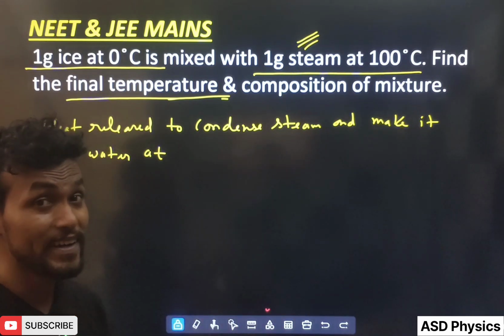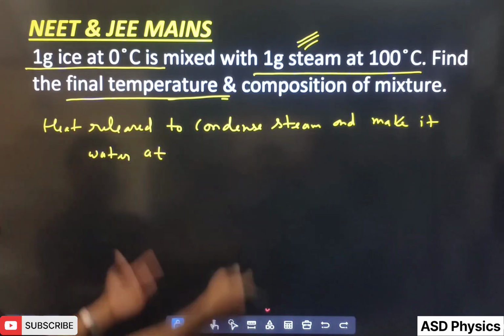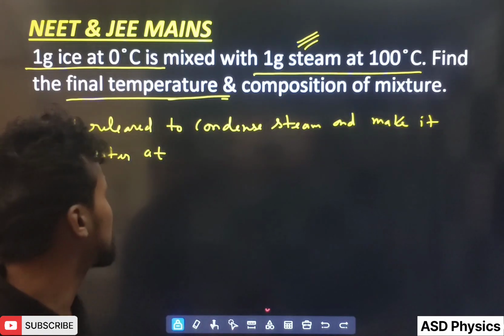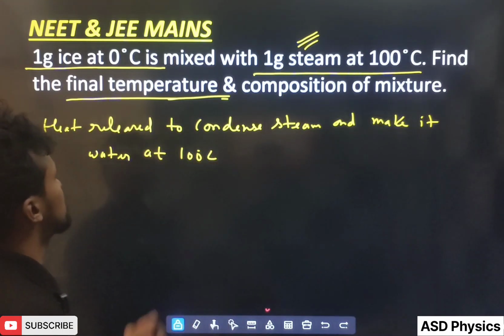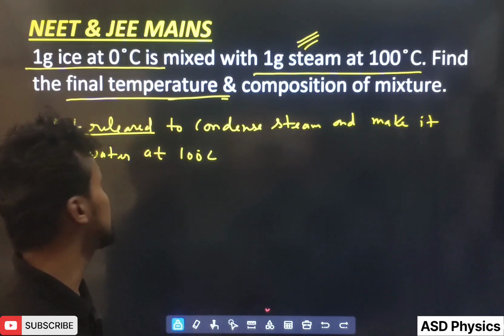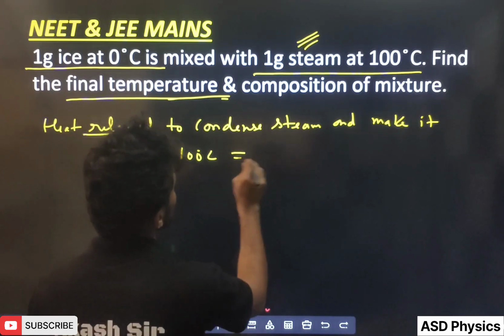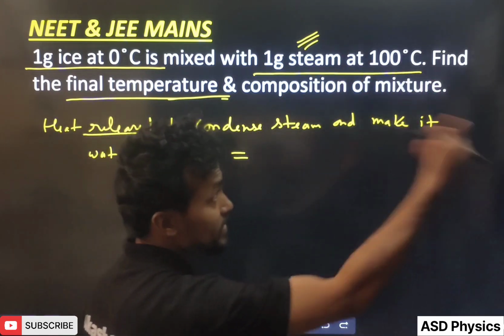That one we will understand with experience only. It used to come here. Okay, but here let's take 100 degrees Celsius. Heat released to condense steam and make it water at 100 degrees Celsius. That means what will happen here? Steam 100 to water 100.